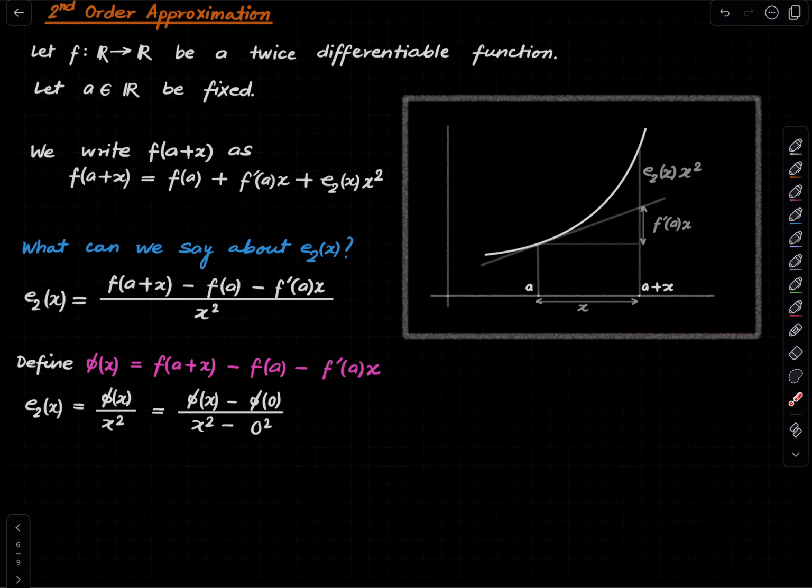So now we are in good shape to apply Cauchy's mean value theorem, and by Cauchy's mean value theorem we get this is equal to phi prime c divided by the derivative of the squared function at c. So that's 2c for some c strictly between 0 and x.